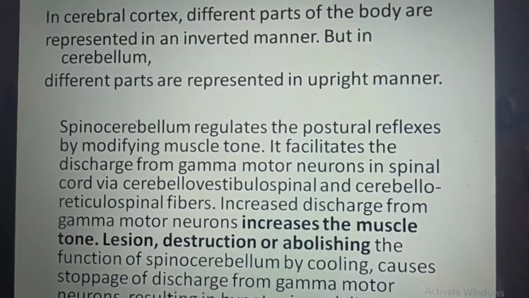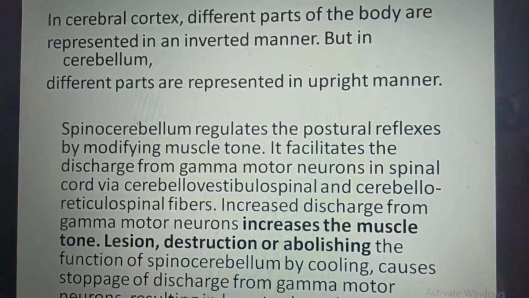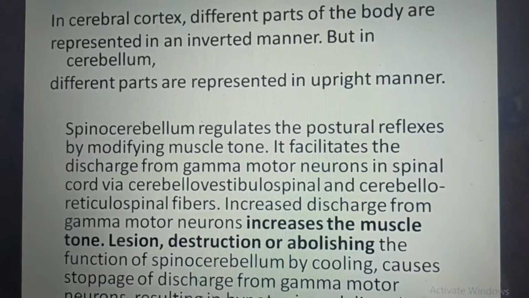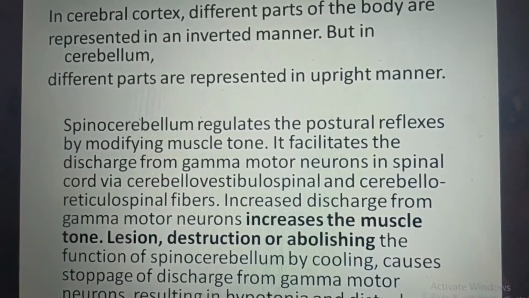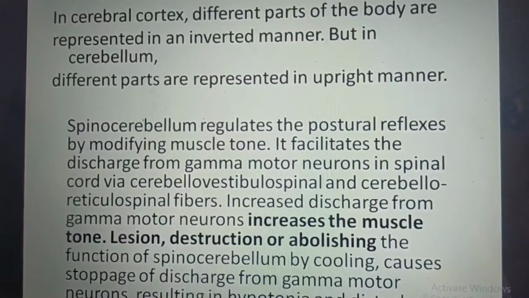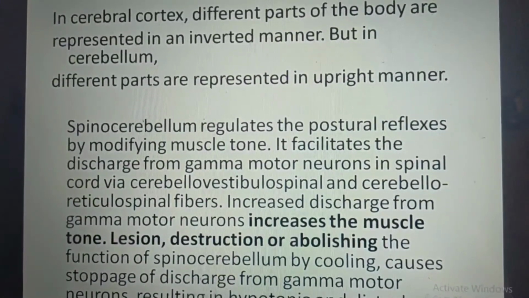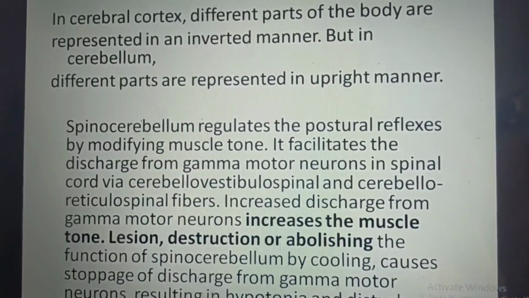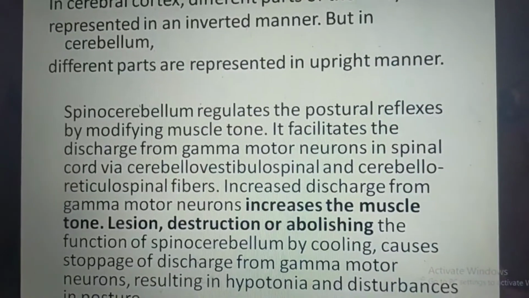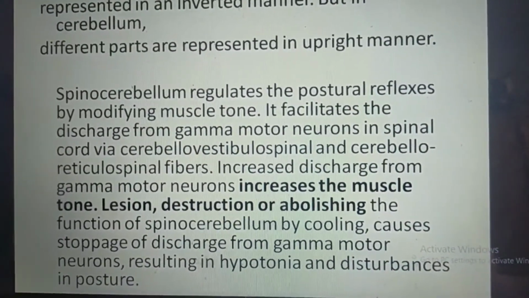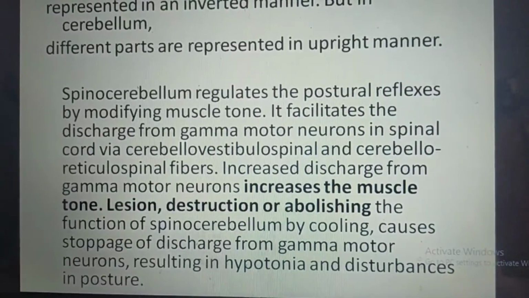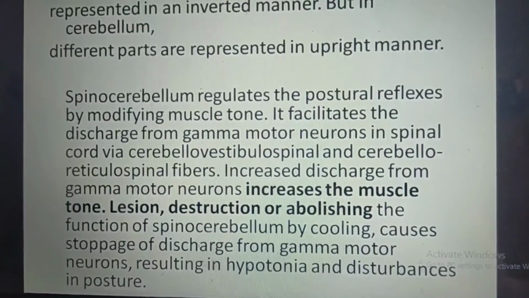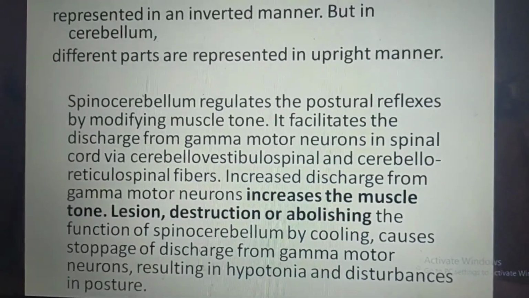Spinocerebellum regulates the postural reflexes by modifying muscle tone. It facilitates the discharge from gamma motor neurons in spinal cord via cerebello-vestibulospinal and cerebello-reticulospinal fibers. Increased discharge from gamma motor neurons increases the muscle tone. Lesion, destruction or abolishing the function of spinocerebellum by cooling causes stoppage of discharge from gamma motor neurons, resulting in hypotonia. Hypotonia is an abnormally low level of muscle tone and disturbances in posture.